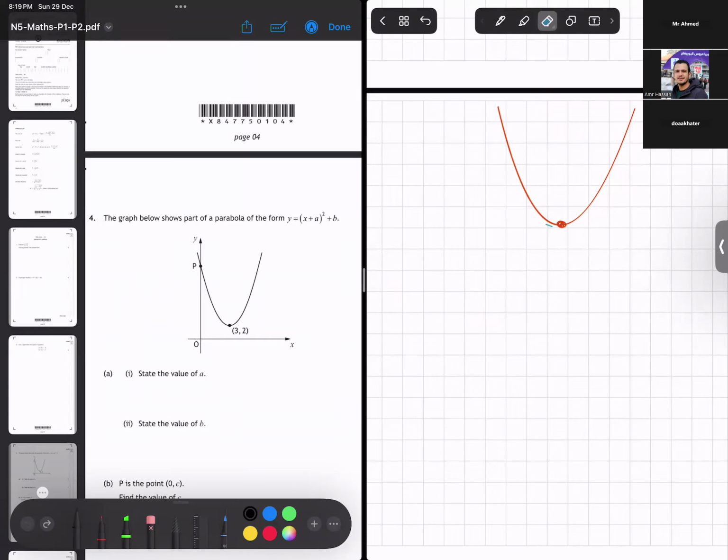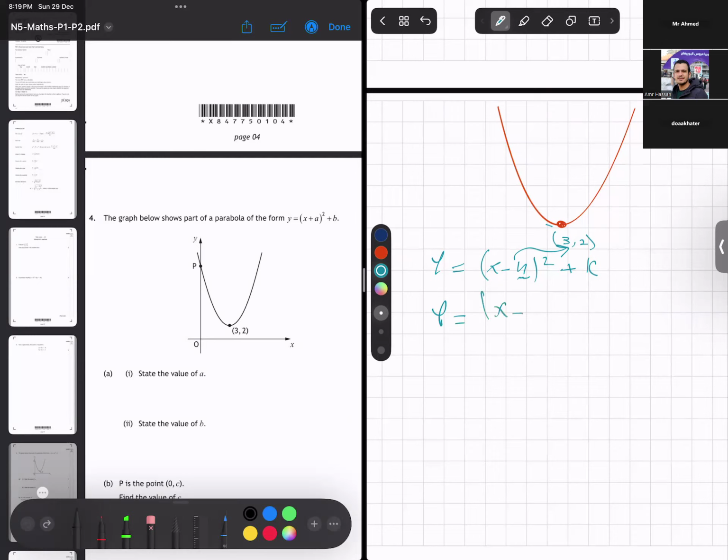Oh, wait, hold on. Let me write it down. So you remember y equals (x minus h) all to the power of 2 plus k, right? Oh, it wasn't -3, it was 3 and 2, right? So it's going to be this one for h and this one for k.